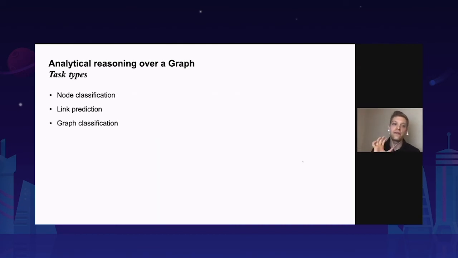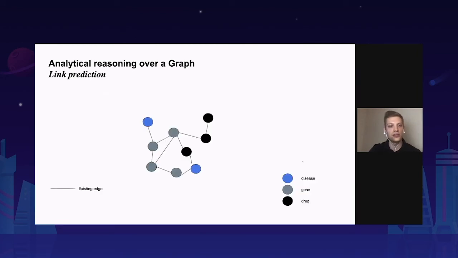Okay, so now about tasks and task types. We have three major task types. We can train a model for node classification, for link prediction, and for graph classification. Today I will focus mostly on link prediction, as this is, I think, the most exciting task on this graph. So what is link prediction and how does it work?